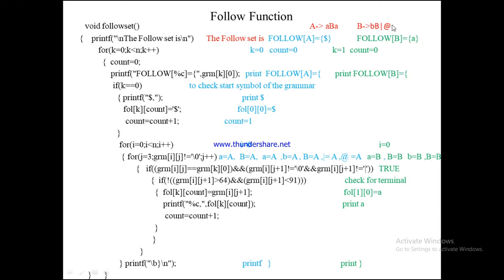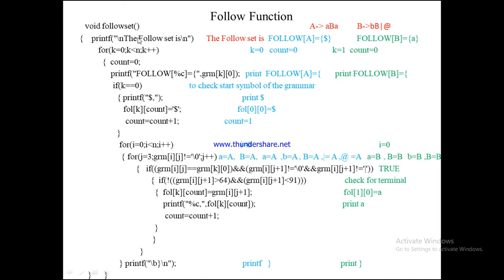Now come to the follow of B. Where is the B? B is here and B is here, so twice it is there. So what is follow of B here? A. So follow of B will include A. Here also, for follow of B, nothing is there, means epsilon is there, so I have to consider the follow of the head of the production. That is nothing but the follow of B only. So it is A. So this is the follow of B and this is the follow of A.